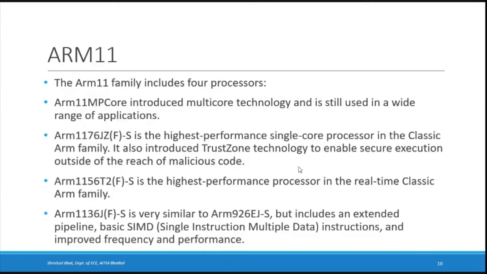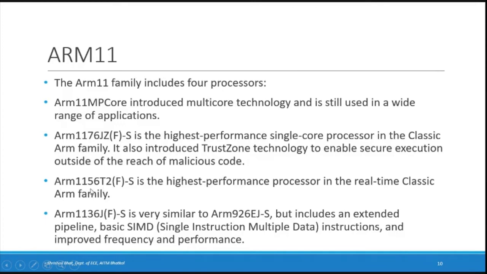Then the next version is ARM11. It has four different types of processors. ARM11 MP core was for multi-core technology, more than one core of processors, and it is still used in a wide range of applications. Along with Cortex processors, these classic processors are also very much prevalent even now. Then 1176JZ is the highest performance single core processor in the classic family. It also introduced TrustZone technology, which is a technology for secure execution outside of the reach of malicious code, so it is for enhanced security in the system.